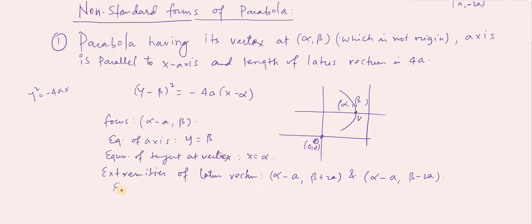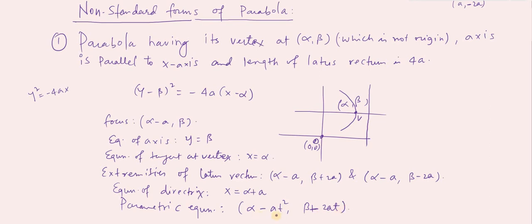Equation of directrix will be x is equal to alpha plus a. Parametric equation is alpha minus at square comma beta plus 2at, where t belongs to real number.